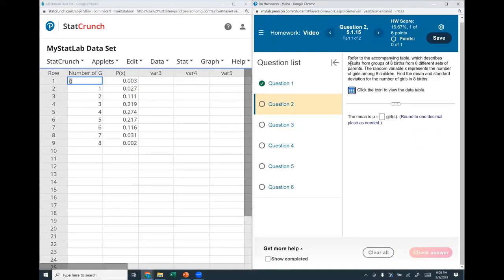Let's read the question. Refer to the accompanying table, we have it over here on the left, which describes results from groups of 8 births from 8 different sets of parents. The random variable X, so basically that's right here, is the number of girls among 8 children. Find the mean and standard deviation for the number of girls in 8 births.